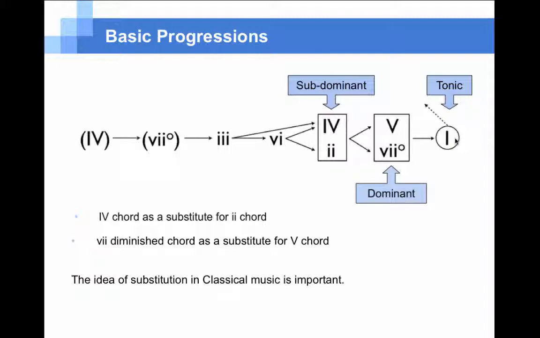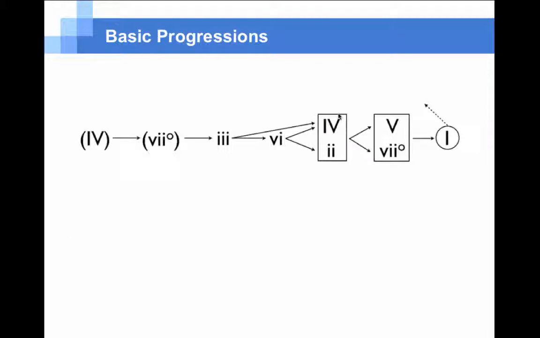And you'll find that substitution is also possible for some chords that are a third apart. 4 and 2 are a third apart, and 7 diminished as well as 5 are also a third apart. In some instances, you can substitute 6 with the 4, which are also a third apart. Now we will go on to look into some of the most basic harmonic progressions that we find in classical music, which is based on this chart.